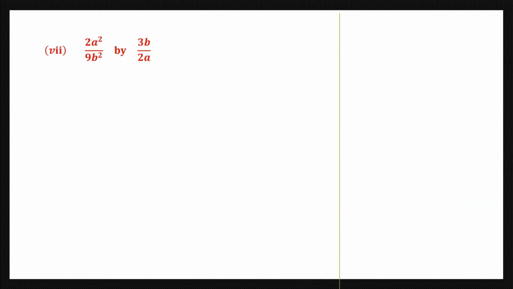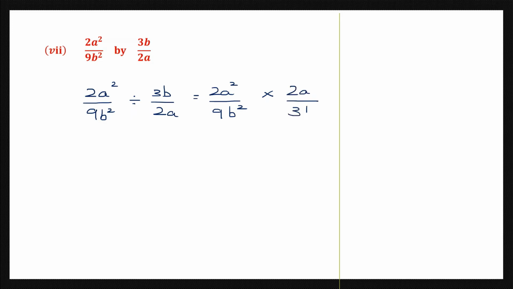Next question, question 7. So here we have 2a square by 9b square. We already have a fraction form there, 2a square by 9b square, and divided by, so we'll put the division sign, divided by 3b by 2a. Okay, so we'll convert this to a fraction division. That means the first fraction remains as it is, 2a to the power of 2, 9b to the power of 2. Division changes to multiplication, and the other fraction we write the reciprocal. So that becomes 2a by 3b.